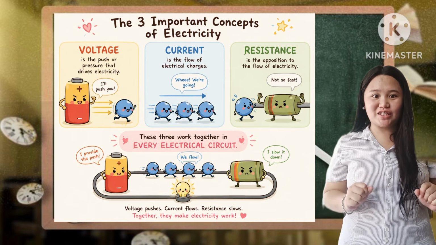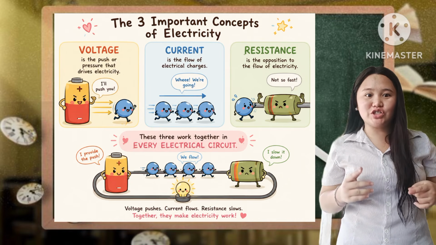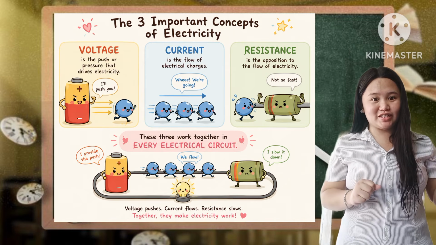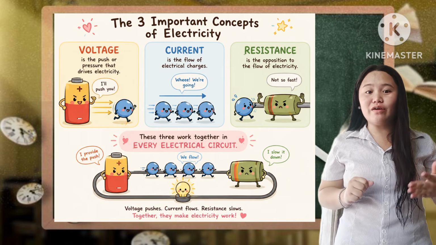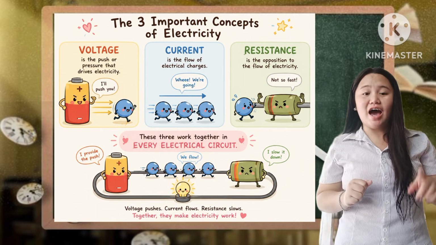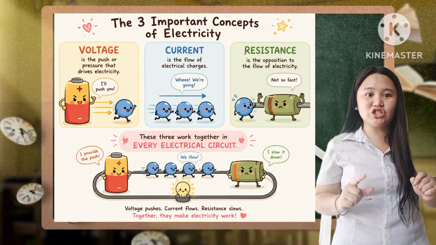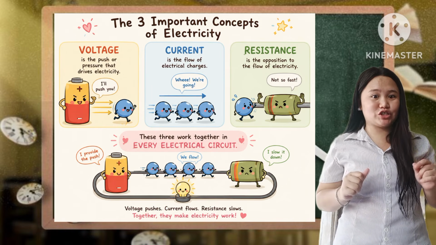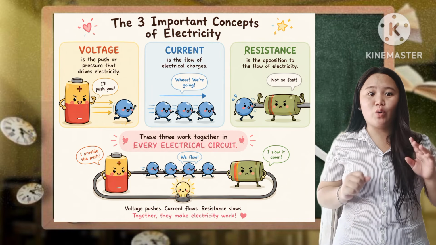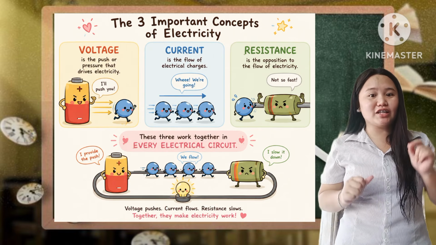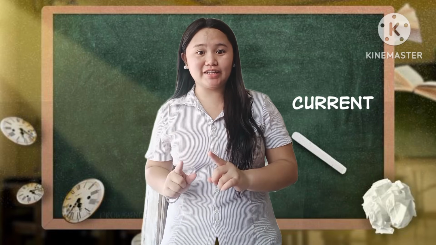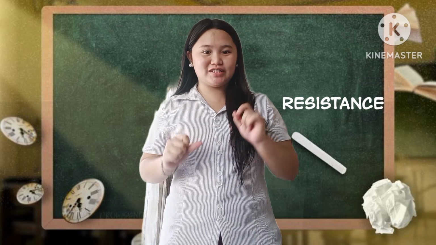So here is the quick summary of the three important concepts. First, voltage is the push or pressure that drives electricity. Current is the flow of electrical charges, and resistance is the opposition to the flow of electricity. These three work together in every electrical circuit.